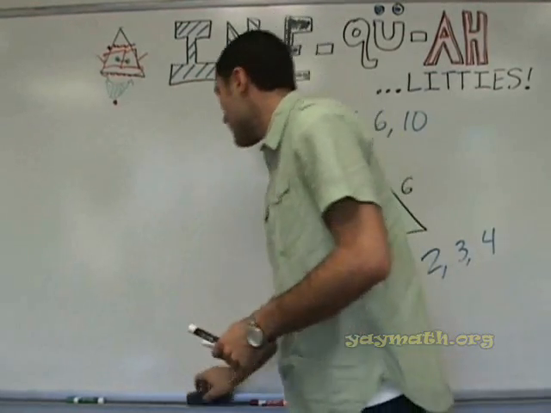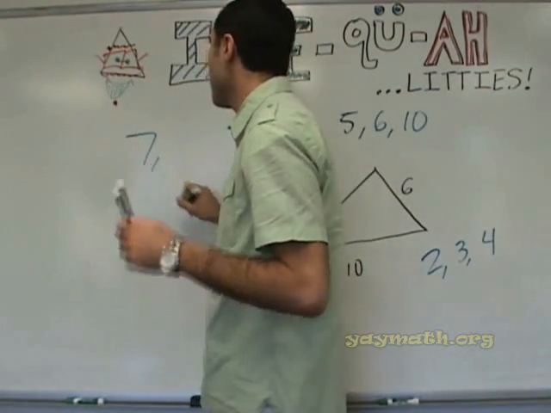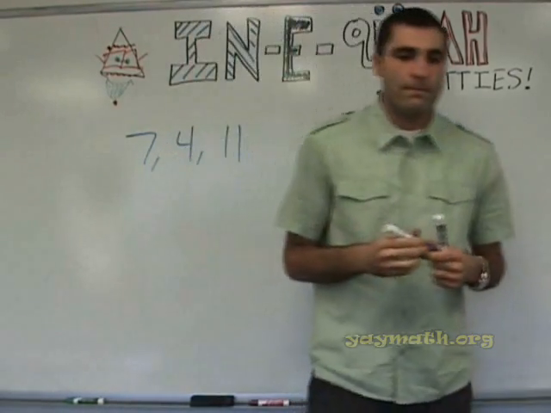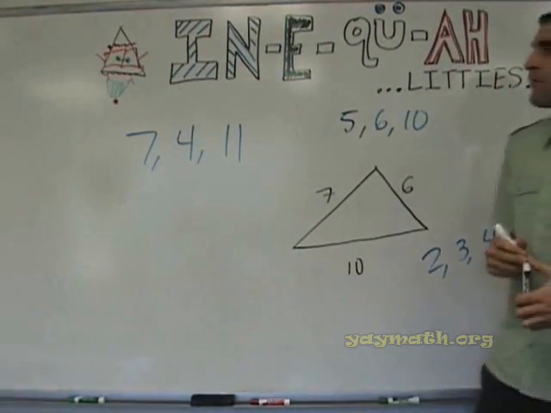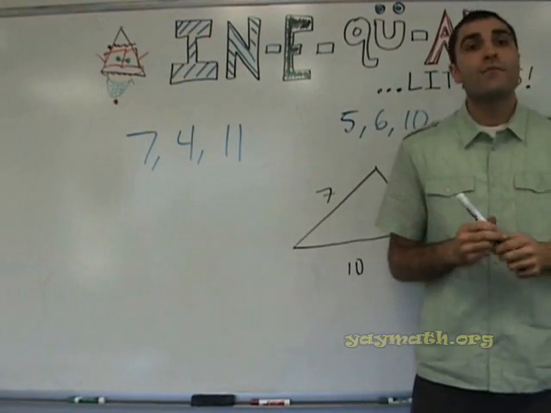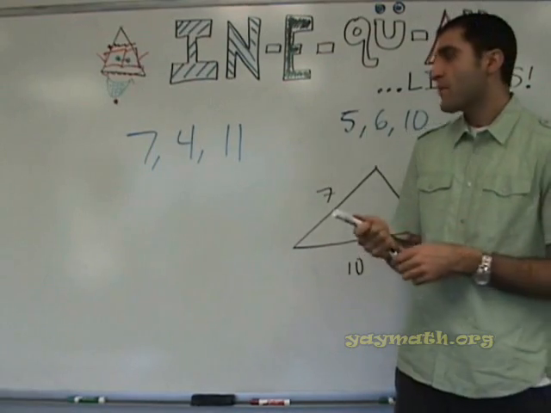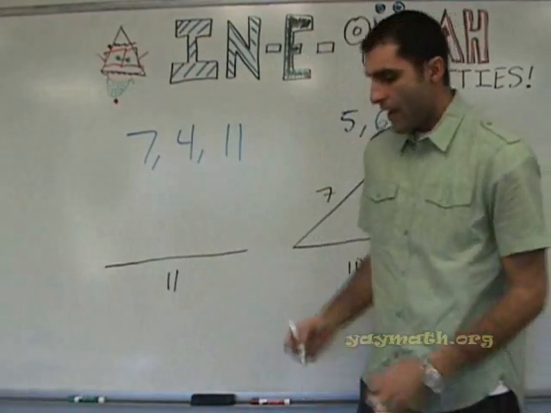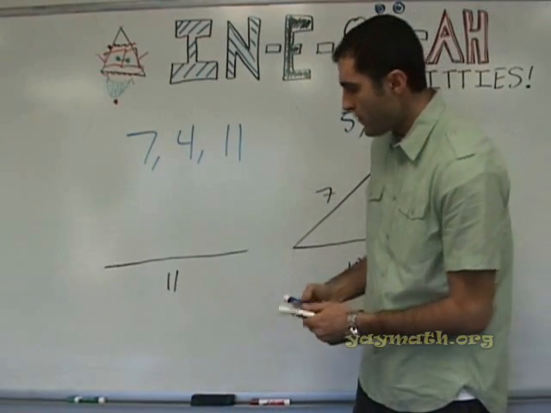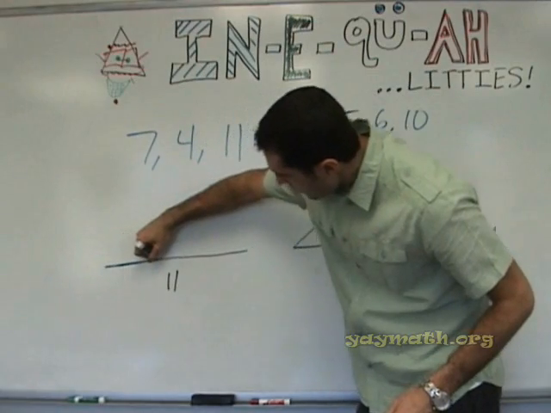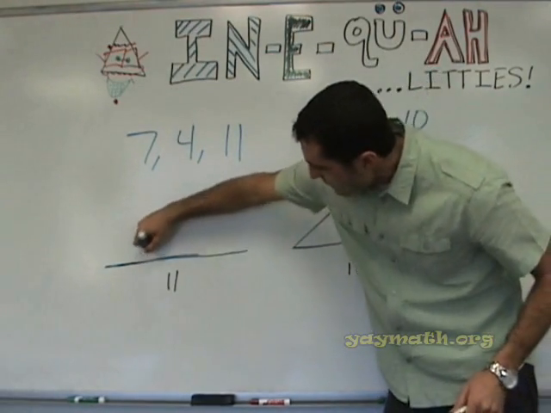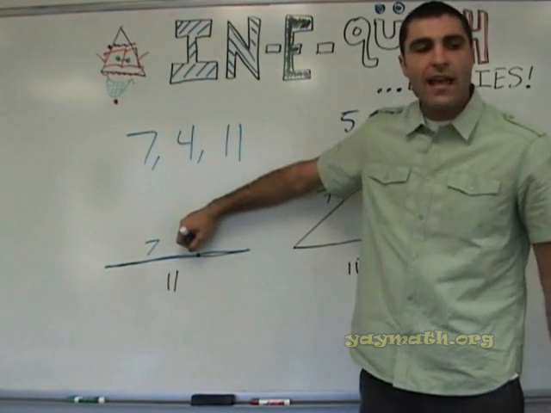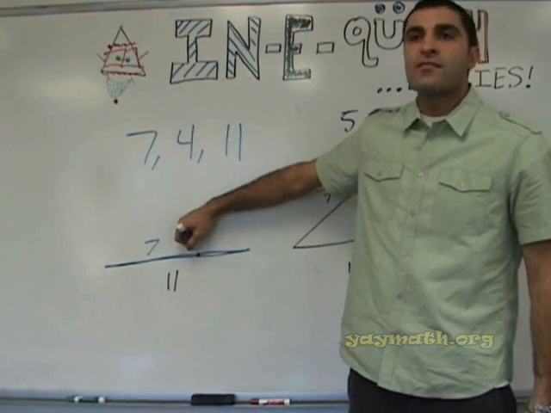What about 7, 4, 11? Can you make a triangle with 7, 4, and 11? No. Why not? Because 7 plus 4 is 11. If you want to visualize, if we put the base at the bottom with a length of 11, and had a length of 7 here, the only way it could touch the 4 is if it's right overlapping the 11, and that's not a triangle, that's a straight line.